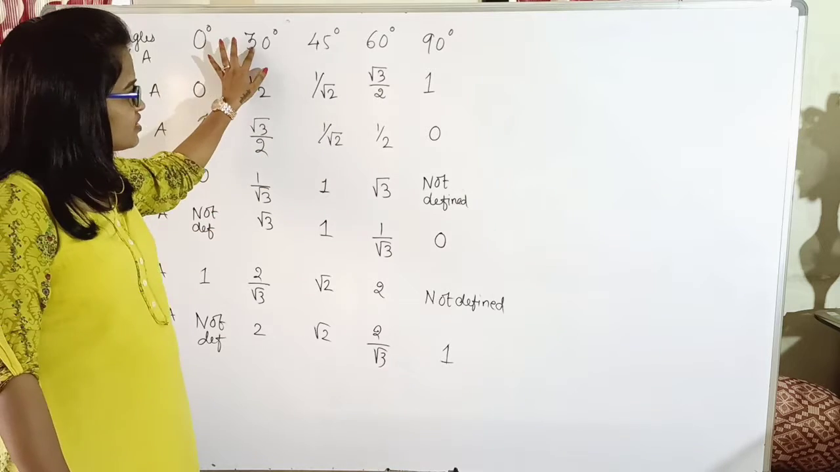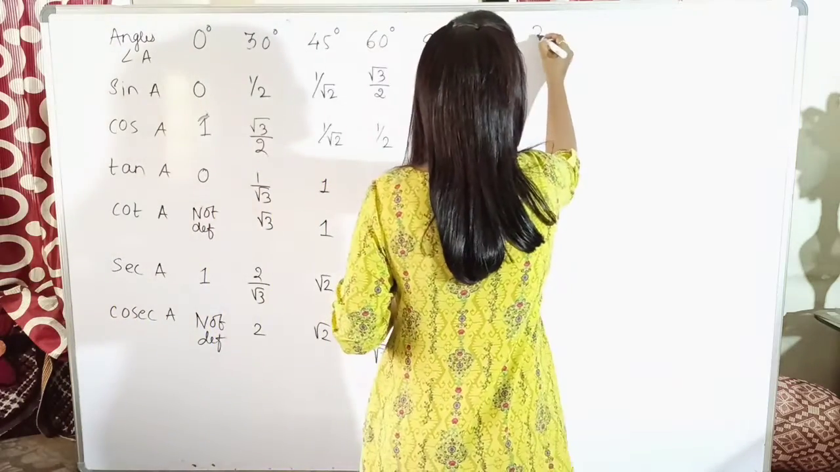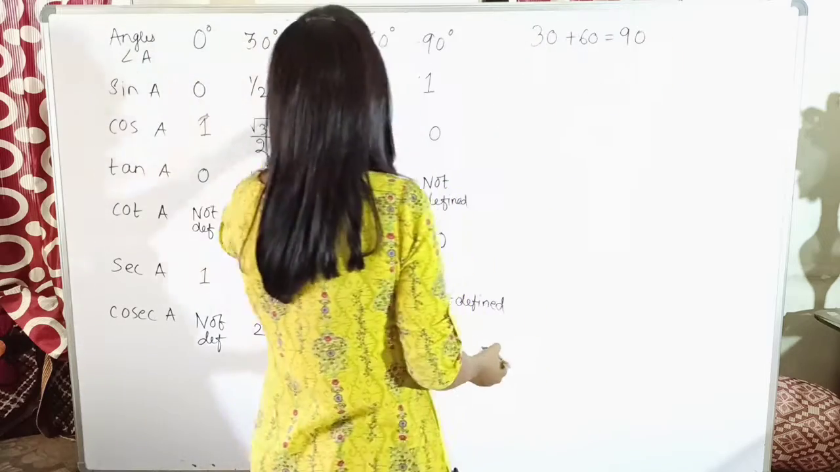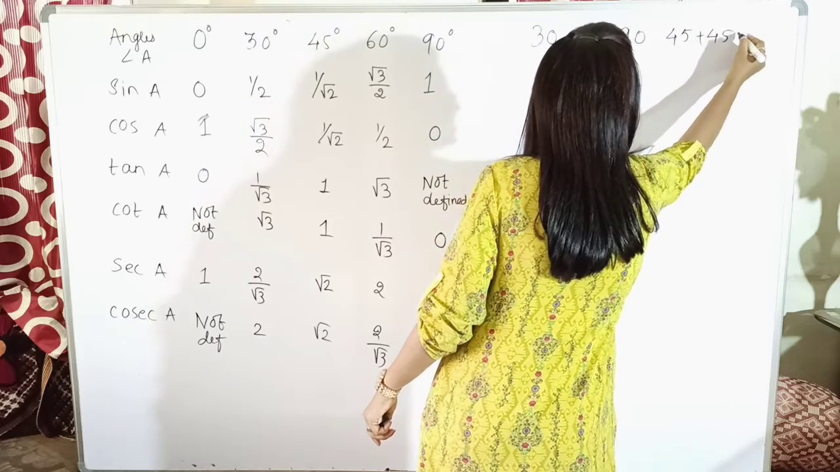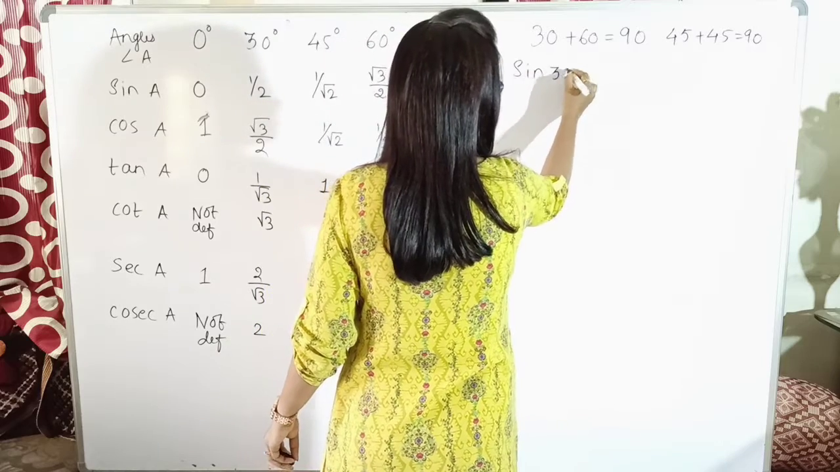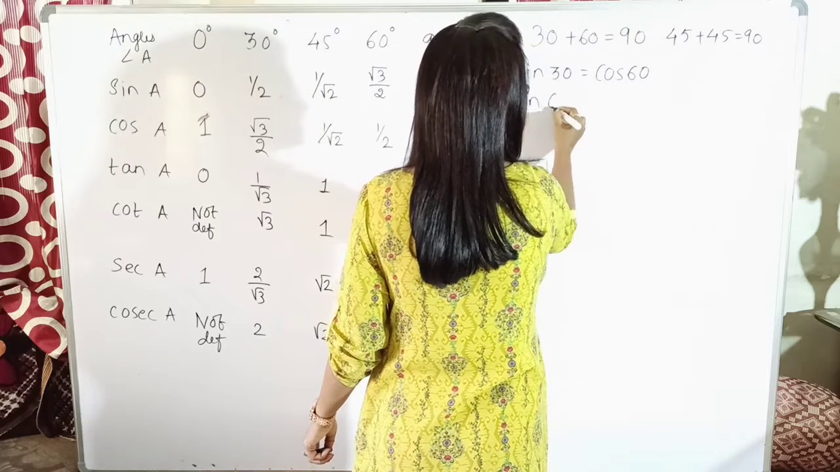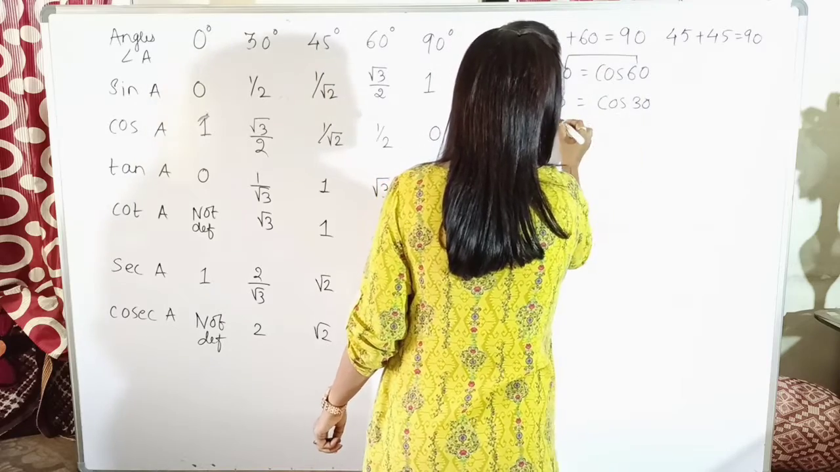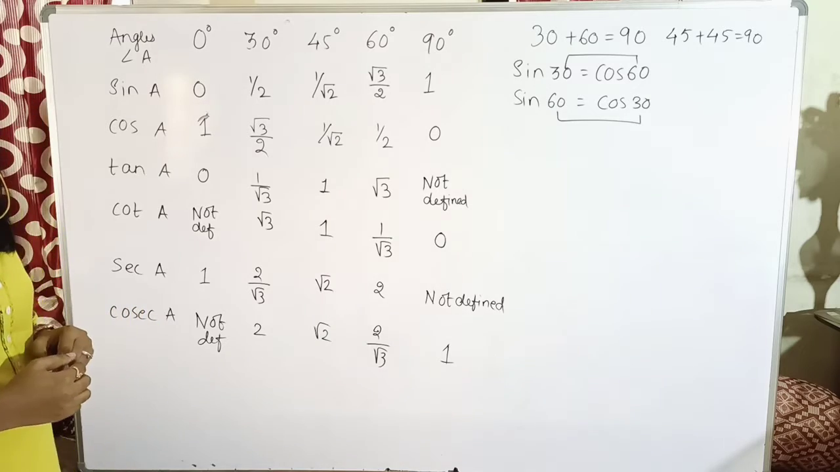So what is the relation between 30 and 60? If I try to see, isn't the addition of 30 plus 60 giving me 90? Also, the addition of 45 and 45 is giving me 90. So the sine 30 value is nothing but the cos 60 value. Similarly, the sine 60 value is nothing but the cos 30 value. And what are these angles? These two angles are complementary angles because their sum is 90, isn't it?